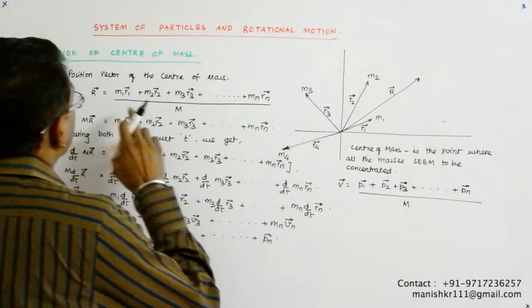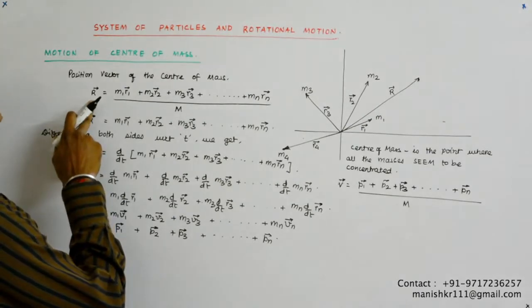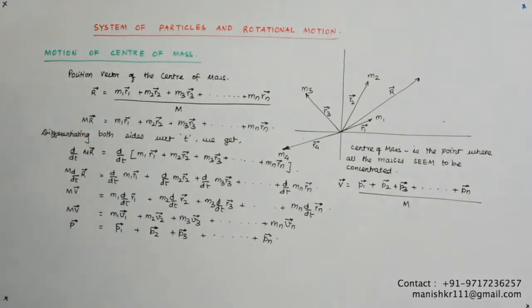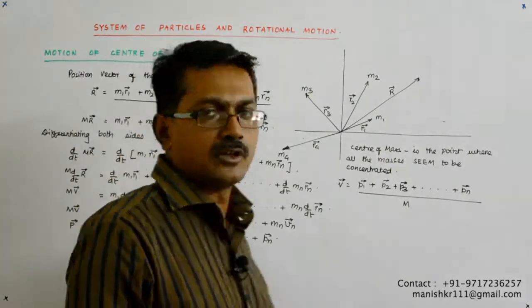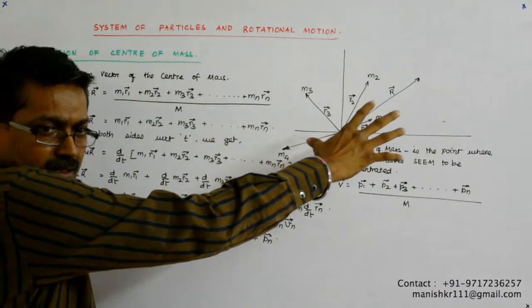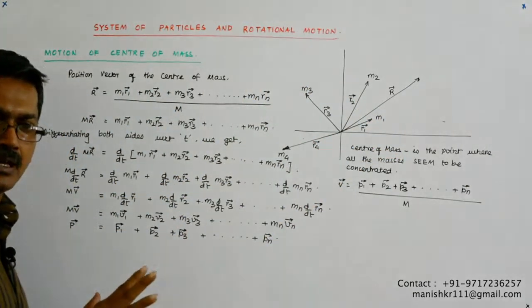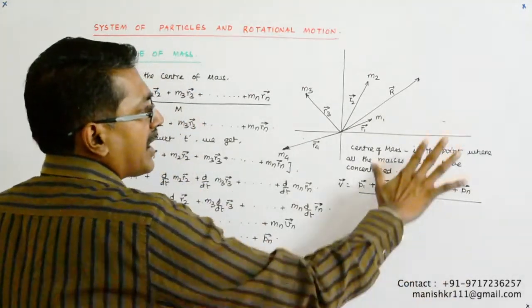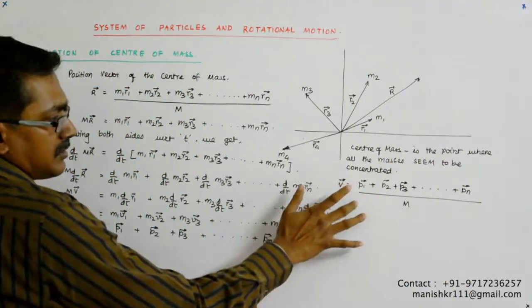So from the equation for the position vector, we have been able to track a moving center of mass. This was for a stationary one, right? Now if they start moving, how my center of mass moves is given by this.